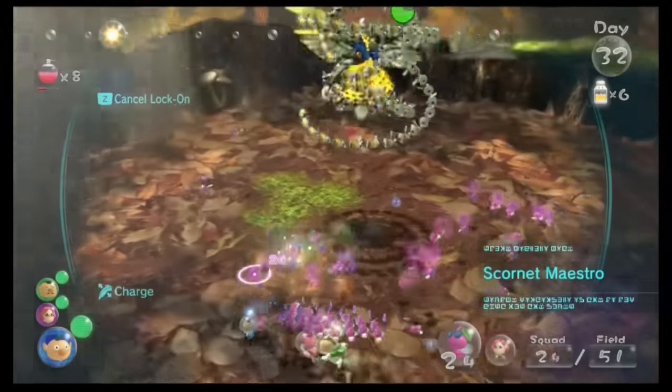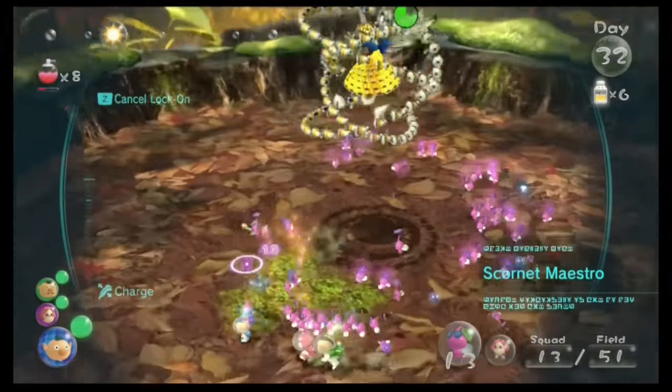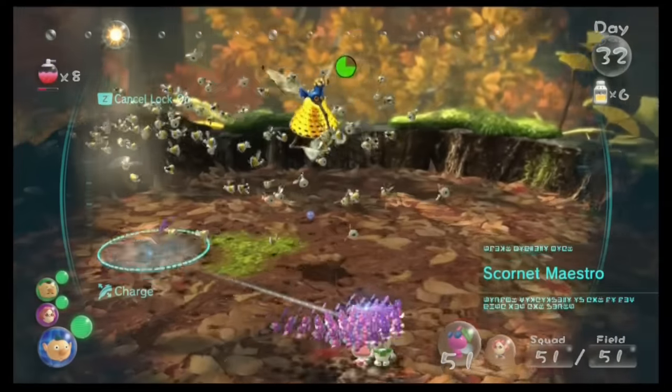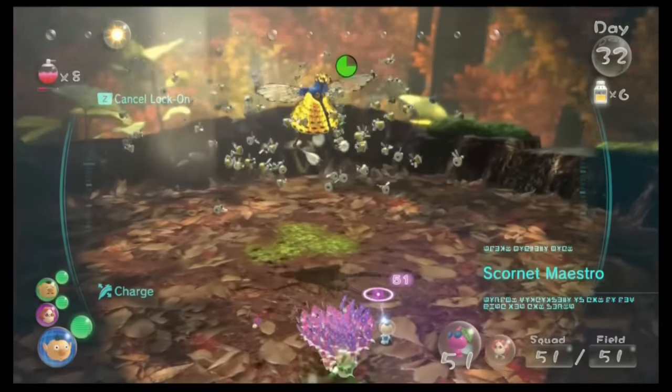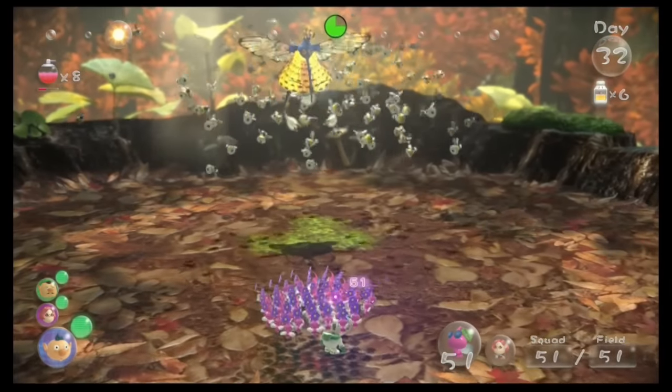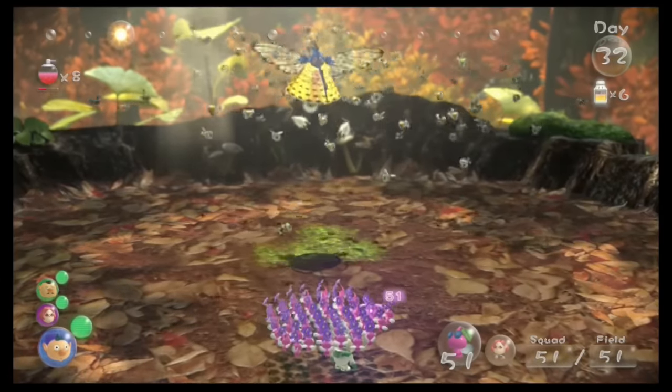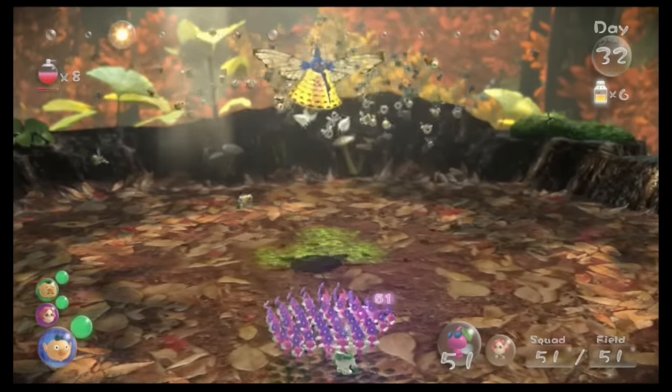I think one of my favorite examples is the music of the Scornet Maestro. It's a mutilated sample of a harp, put through some sort of ensemble filter to make it sound insect-like and distorted, yet it still maintains a hypnotic quality that not only controls the Scornet army, but also represents the progress through and danger of this boss's main attack.